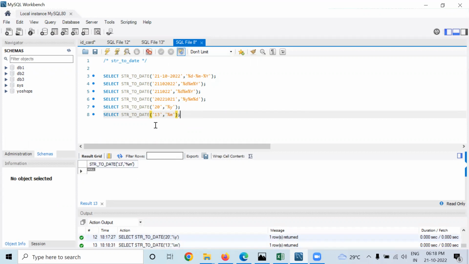So instead of it, if you are putting small d, in that case it will show like this, the date will be taken as 13. And if you are putting small y, it will become the 2013th year. If you are putting capital Y, then also it is taken as 2013. Is it clear, everyone? Yeah, ma'am.